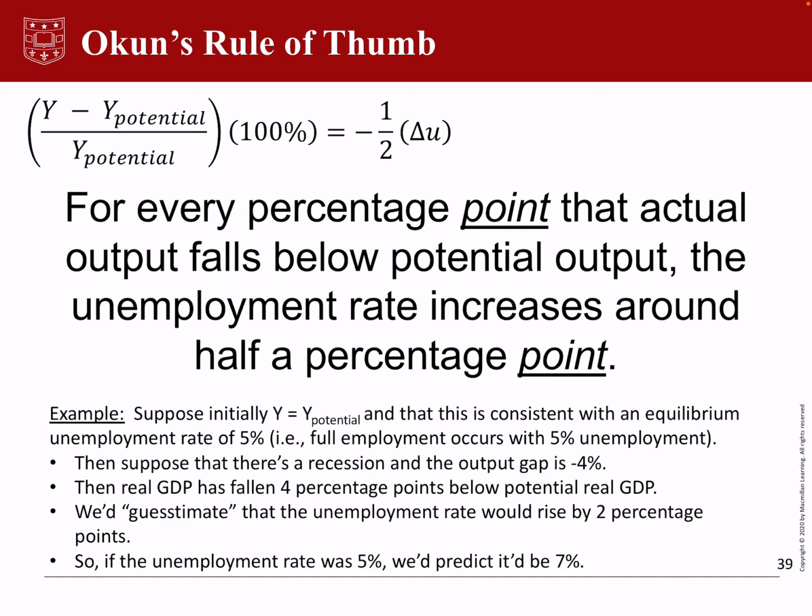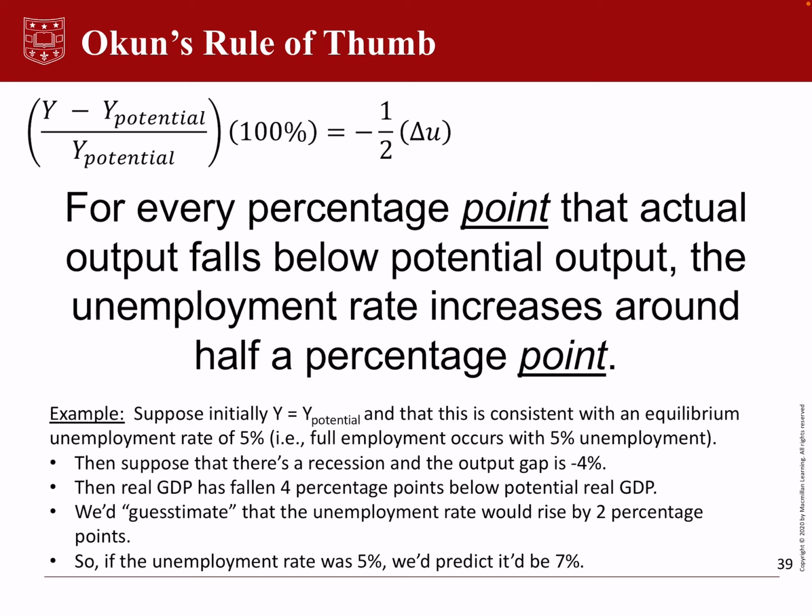So what Okun's rule of thumb is saying is that the output gap is equal to negative 1/2 times the change in unemployment. So what this is saying, in words, is for every percentage point that the actual output falls below its potential, the unemployment rate is going to increase by around 1/2 percentage point. And that's, to me, still pretty confusing. So I have an example, and end of chapter problems work you through one. I'll probably figure out some other way to quiz you on it, perhaps.